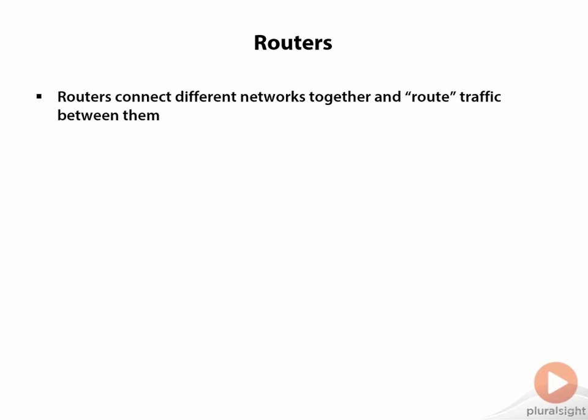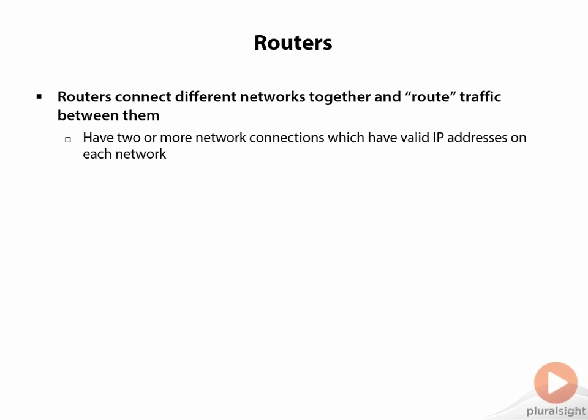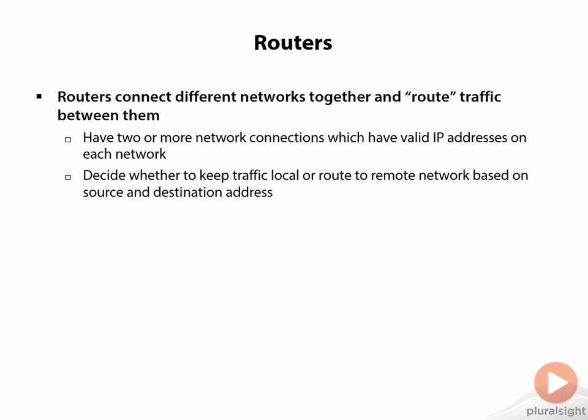Okay, next we have routers, and a router, as you may guess, connects different networks together and allows you to route traffic between them. They have two or more network connections which have valid IP addresses on each network. All right, so it has to have an IP address on each network in order to be able to communicate between the two. And it decides basically whether to keep traffic local or route to a remote network based upon the source and destination IP addresses.